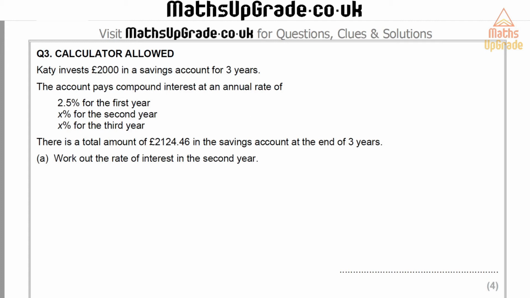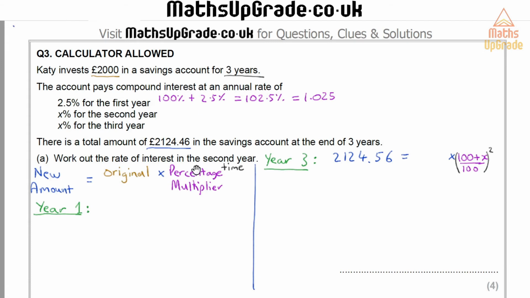There's a total amount of £2,124.46 in the savings account at the end of the 3 years. Work out the rate of interest in the second year. So to do this, I'm going to set up my formula in this way again, and then I'm just going to find the multiplier, which represents 2.5%. Since 2.5% is added to the original amount, that's 102.5%, which as a percentage multiplier is 1.025.